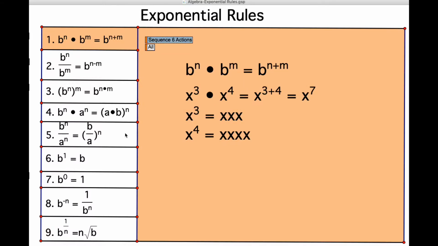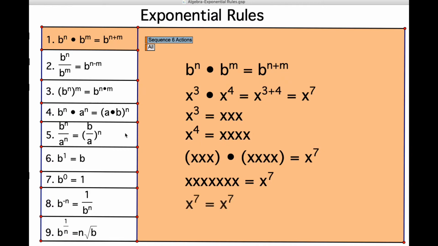I'm going to then expand x cubed and x to the fourth and substitute into the previous equation. So then I get 3 x's times 4 x's. So I would then have 7 x's, which is x to the 7th, confirming the rule.